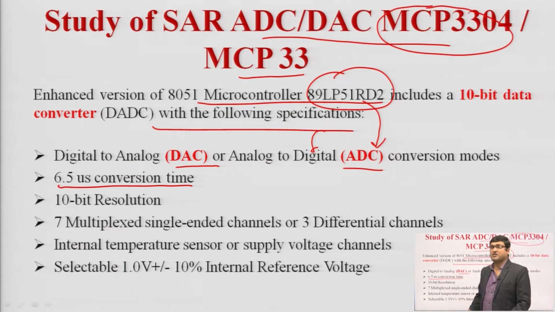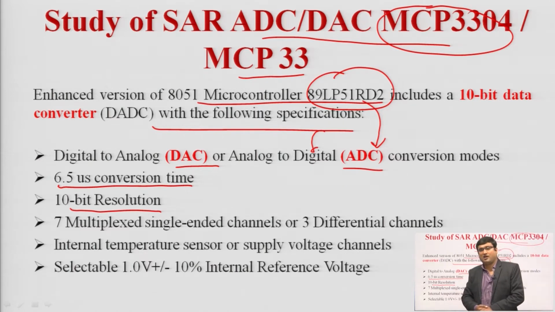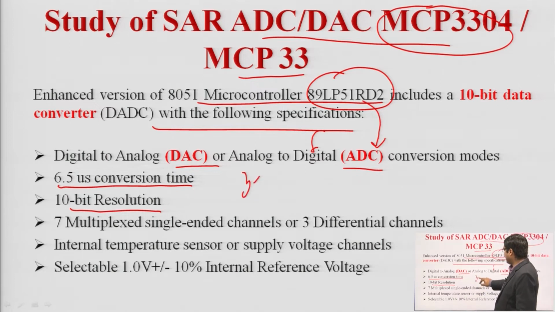The conversion time basically takes approximately 6.5 microseconds for the conversion from analog to digital or digital to analog. It has a 10-bit resolution. What is meant by resolution? It is the voltage level signaling. For a 3-bit quantizer, it may have a 3-bit resolution as well. So, basically it has a 10-bit resolution.